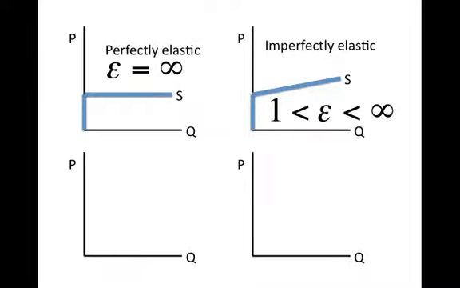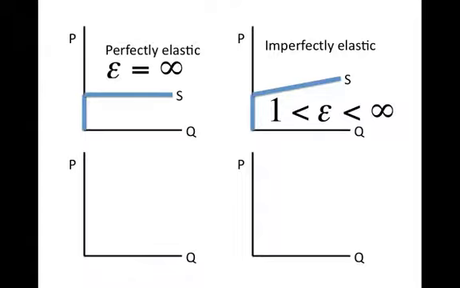Now, because there's a large percent increase in quantity given a percent change in price, it's actually the case that the elasticity of supply, while it's less than infinity, is also greater than 1. And all this says is that the percent change in quantity supplied is greater than the percent change in price when you have imperfectly elastic supply.